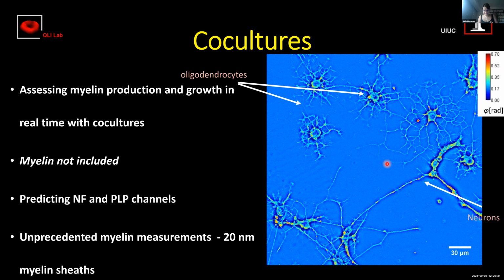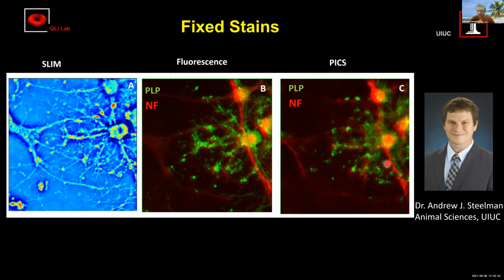So in collaboration with Dr. Andrew Steelman, what we did was we labeled these with PLP and NF, which is a stain that allows you to find the axon, and the PLP is the myelin. And so we predict this in a similar way with the colon cells. However, this is not as nice and tidy as a nucleus, so it's a little bit more involved, and we're still fine-tuning that.